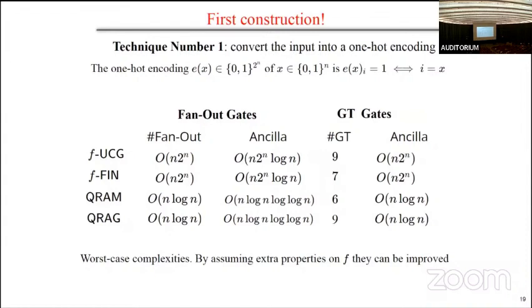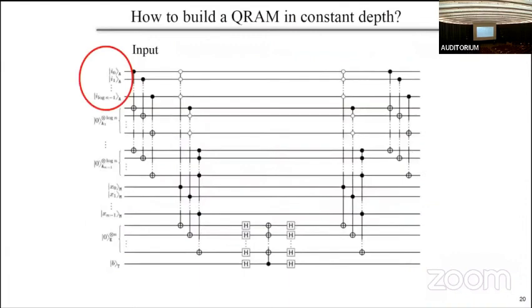And for QRAM composition, basically a QRAM in an almost linear number of fanouts and ancillas, or only 6 GT gates. The results for FUCG and FFANIN are worst case complexities. If you assume extra properties on your F, these results can be improved. So here I'm going to display the circuit that we have for QRAM.